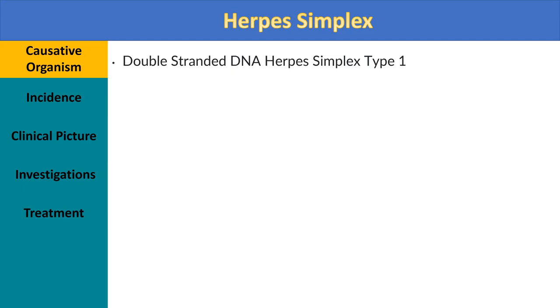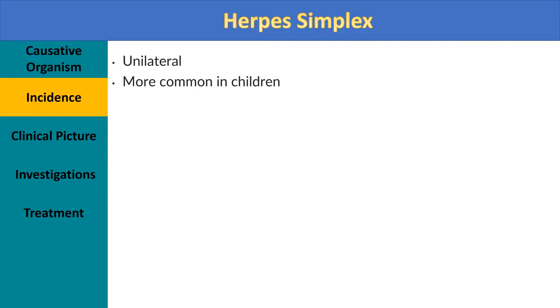So it will be a double-stranded DNA virus. The incidence: it is more commonly unilateral and more common in children, as we are talking about the primary herpes infection. Primary herpes infection is the first exposure to herpes infection in life. So it is a disease of childhood.